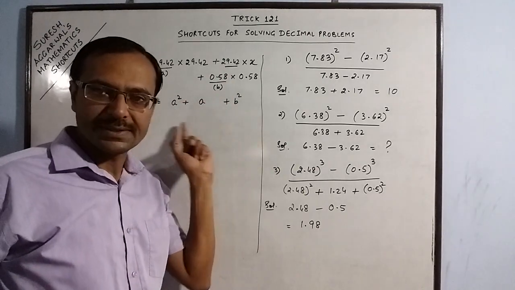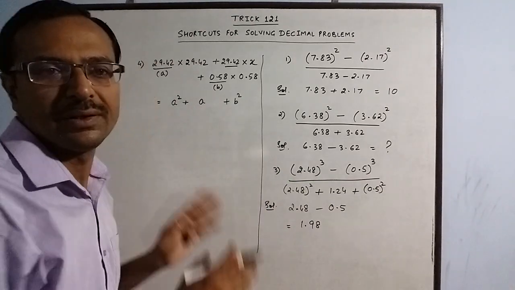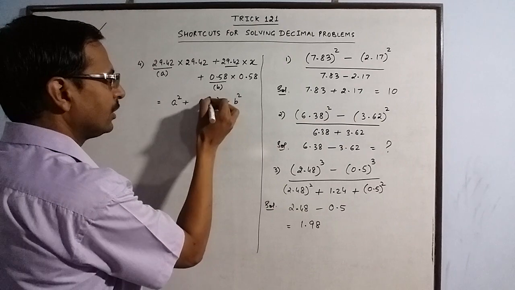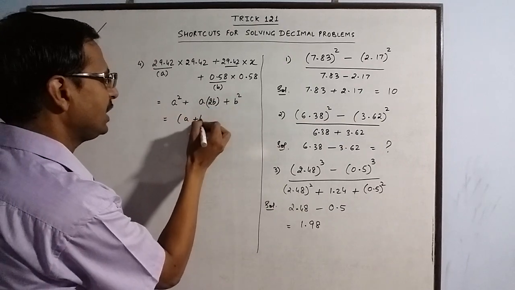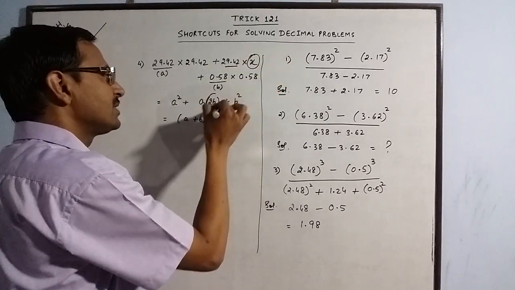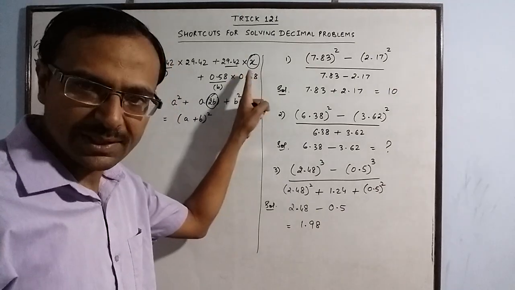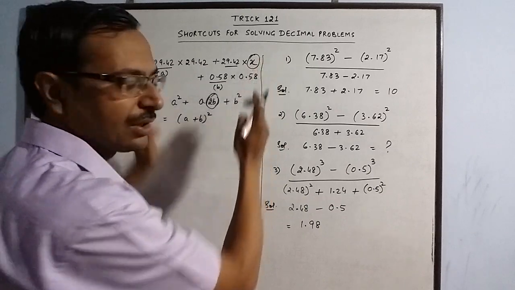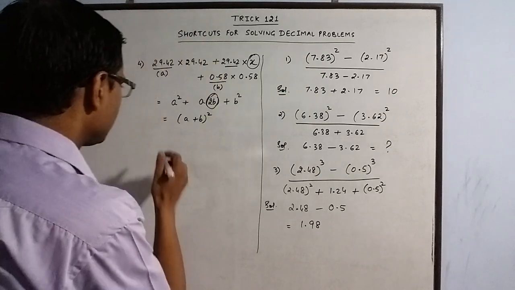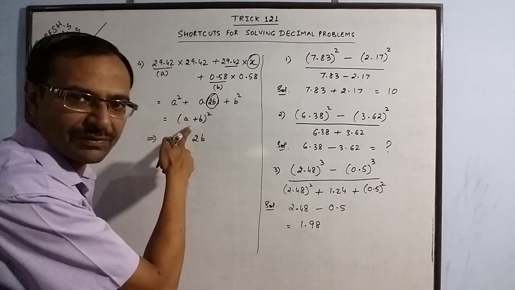So if you want to convert this into an identity, then we need to have this as 2b, because then it will become a plus b whole square. Now in place of this x we have this 2b. The question is, we have to find the value of x for which this expression becomes a perfect square. So you have this value of x as 2b, only then it will become a perfect square.